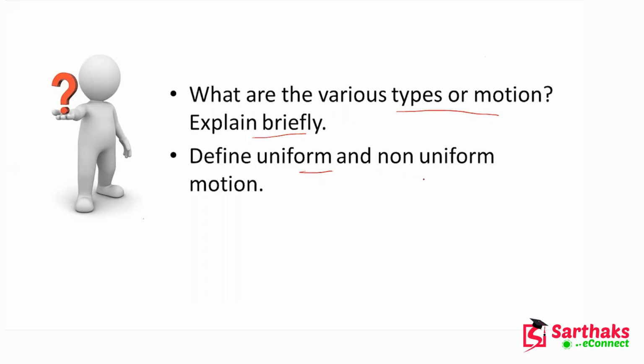Define uniform motion and non-uniform motion. Here, uniform motion means that for a particular span of time, the object will always cover the same distance. Non-uniform motion means the object may vary the distance or the length for equal spans of time.